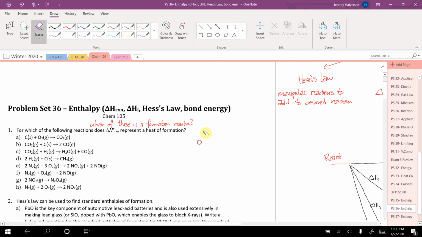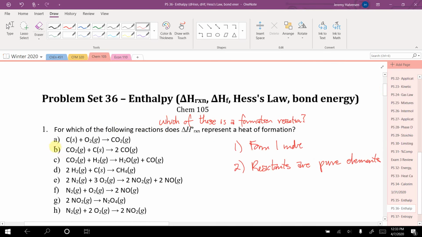Okay. Well, you need 2 things to be a formation reaction. 1, you need to form 1 mole, and 2, you need to start with reactants or pure elements. So if we look here, number A, this forms 1 mole, and the reactants are pure elements in their standard state. So that is a formation reaction. Therefore, the delta H of this reaction is the delta H of formation of CO2, or the heat of formation of CO2. This forms 2 moles, so that doesn't work.